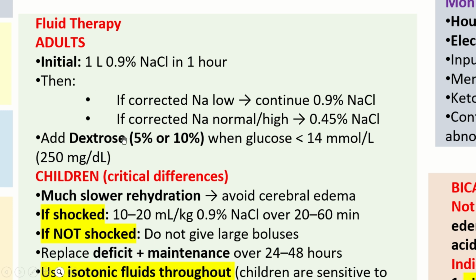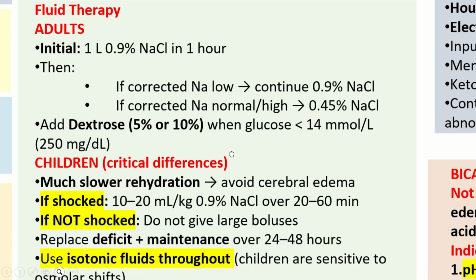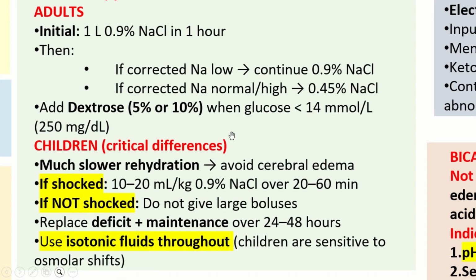Then we want to add dextrose, that is 5% or 10%, when the glucose falls below 14 millimoles or 250 milligrams per deciliter. And this is very important, because if someone now goes into hypoglycemia and you're managing DKA, insulin production is going to stop. And when this stops, they're going to start ketosis again. It's like they are starving. The body is going to rely on ketones, and when they start ketosis again and have that paradoxical ketosis, it's going to make the recovery of this patient a bit harder again.